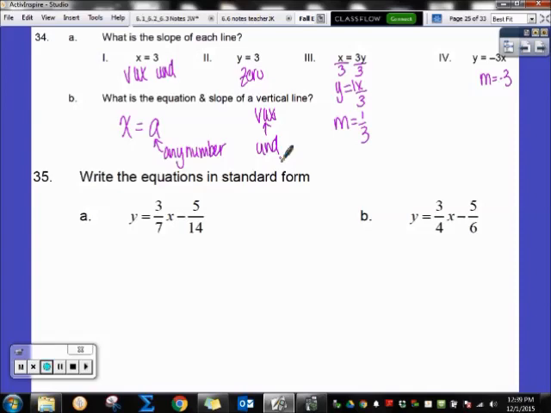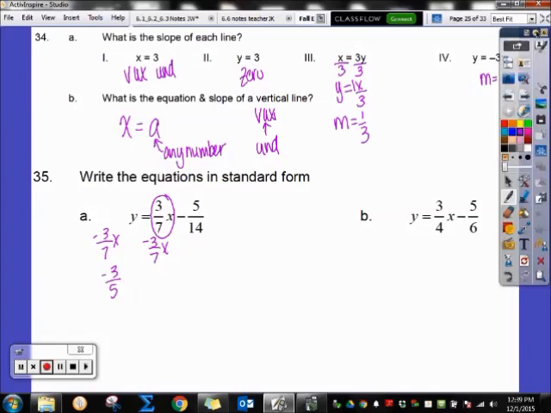For 35, we need to write those two equations in standard form. They are both in slope-intercept form, so the first thing you have to do is get the x term to the front. So we're going to minus 3/7 x. So that's what we start out with. So -3/7 x plus y equals -5/14. Now in standard form, you can't have a negative in the front and you can't have a fraction anywhere.